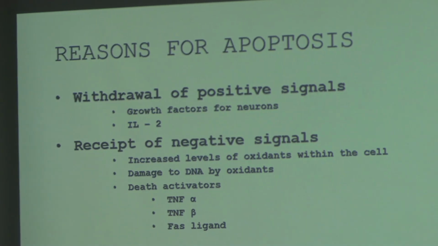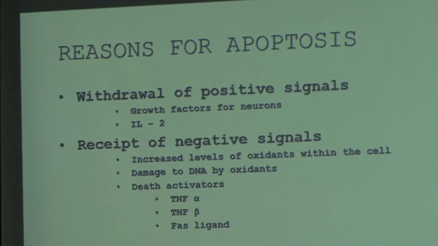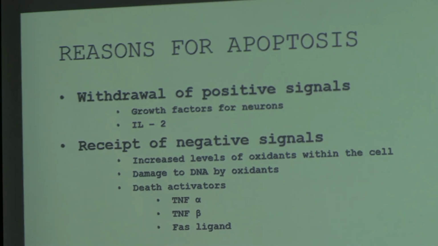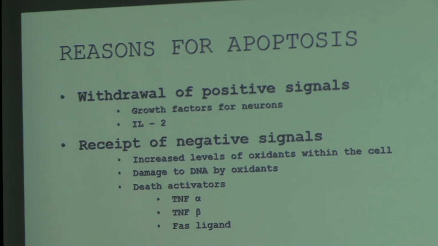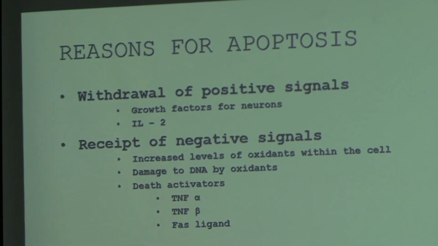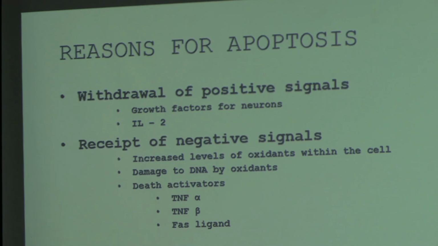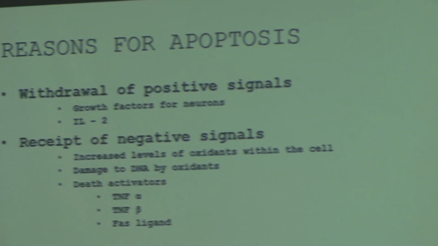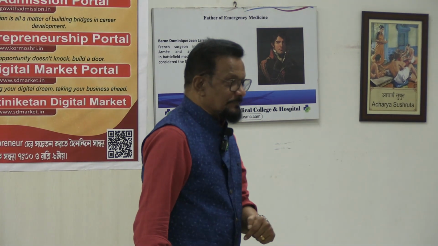There are two reasons. Withdrawal of positive signals. Positive signals allow the cell to survive. What are these positive signals? Lack of growth factors, for example for neurons. If it is there, there will be degenerative processes in the nervous system. It happens in diabetic patients; that condition is called diabetic neuropathy.